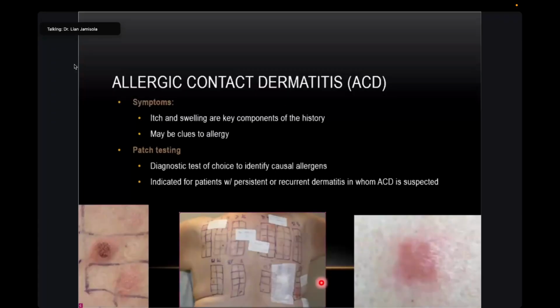So pag paulit-ulit yung dermatitis, so we're thinking already this might be reacting to something. And we're thinking already that's allergic contact dermatitis, we do our patch testing, so we can identify the causal allergen. Patch testing, like here, we patch. Each box is one allergen. Ang dami nito, that's 10, 60, that's 100 allergens.